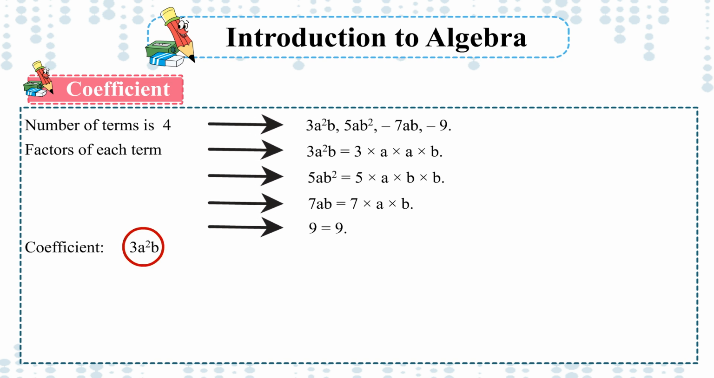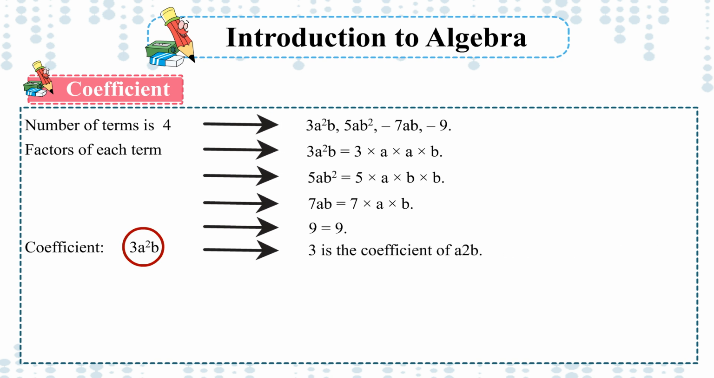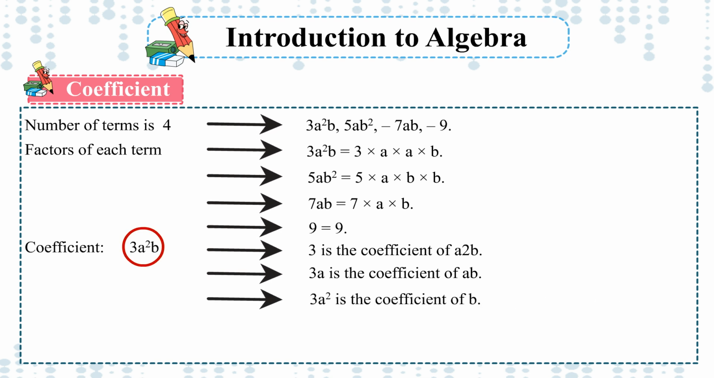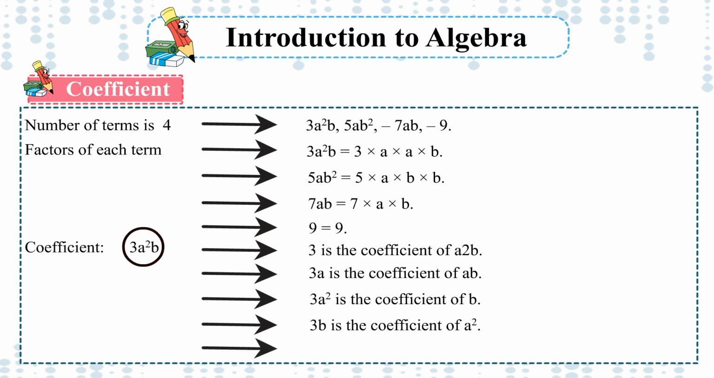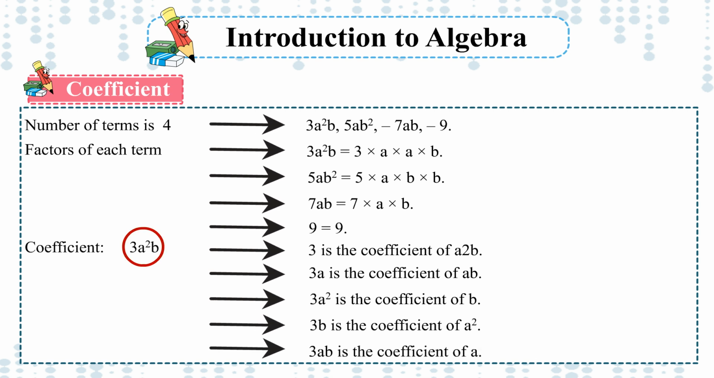Coefficient of 3a raised to the power 2 b. 3 is the coefficient of a raised to the power 2 b. 3a is the coefficient of ab. 3a raised to the power 2 is the coefficient of b. 3b is the coefficient of a raised to the power 2. 3ab is the coefficient of a.